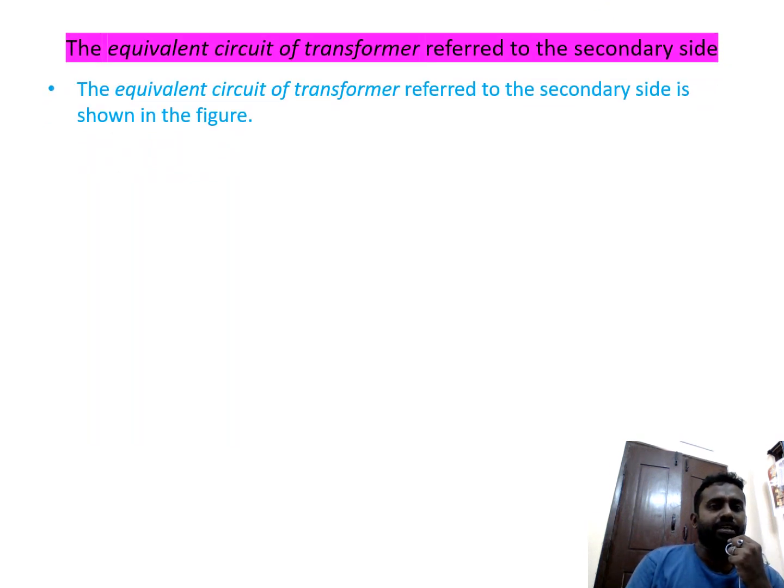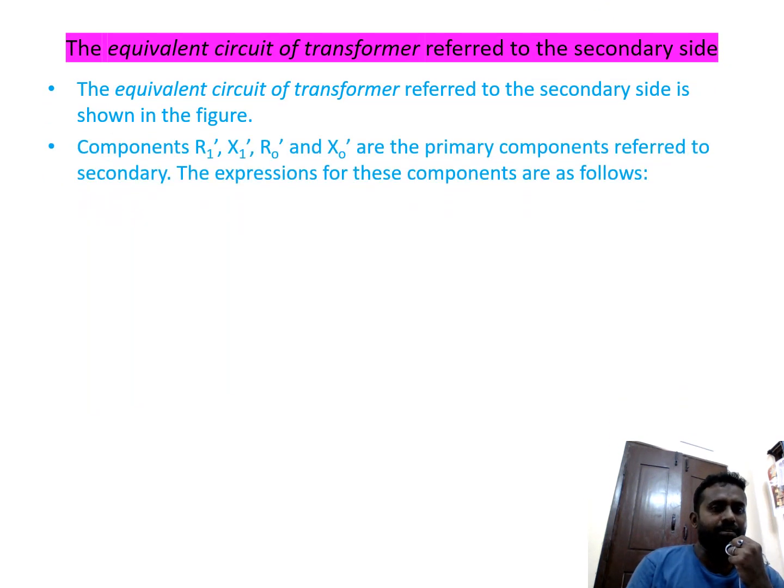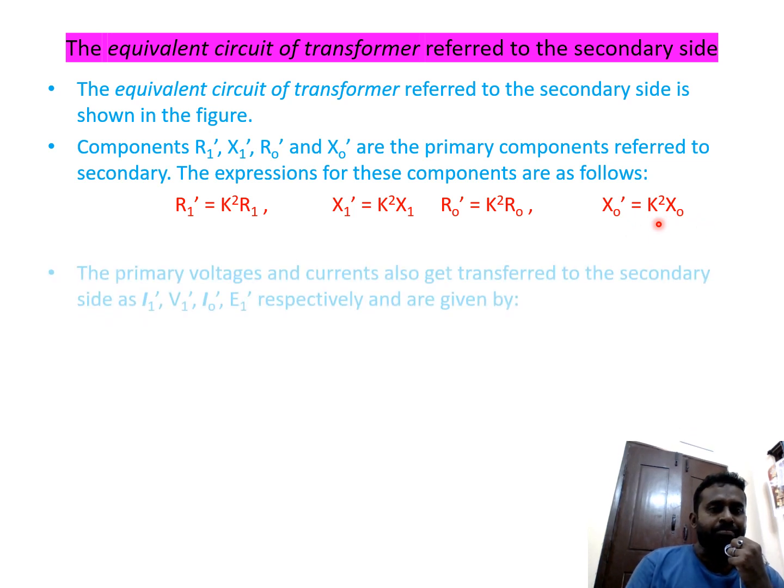The equivalent circuit of a transformer referred to secondary is shown in the figure. The components R1 dash, X1 dash, R0 dash, X0 dash are the primary components referred to the secondary. For the earlier case we divided by K square; now when it is referred to secondary, you need to multiply by K square. R1 dash is equal to K square into R1, X1 dash is equal to K square into X1, R0 dash is equal to K square into R0, X0 dash is equal to K square into X0. This is what you will get generally.